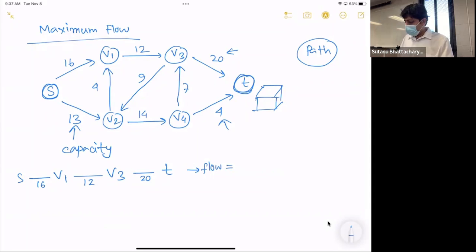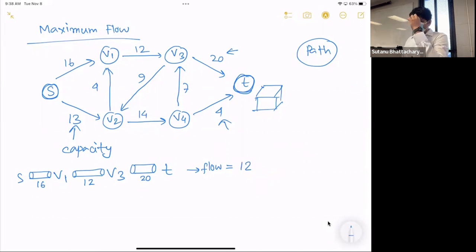Think about the pipe. This is one pipe. This is another pipe. This is a slightly larger pipe. The answer is 12. Why 12? That means you are taking the minimum of them: the minimum of 16, 12, 20, the minimum capacity. Is it clear why 12? So through this path, you can flow a maximum of 12 gallons of water.